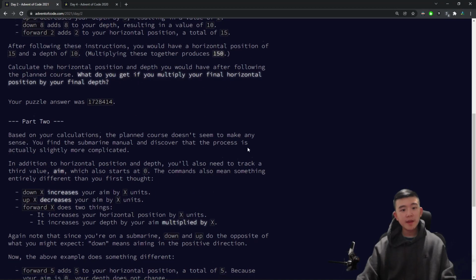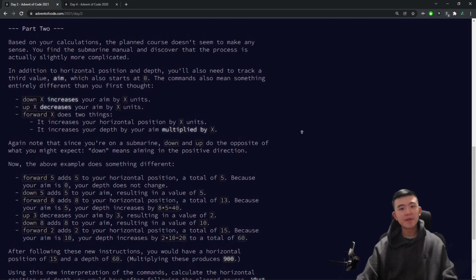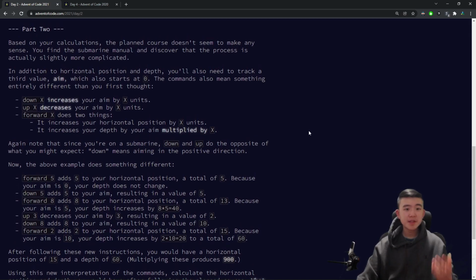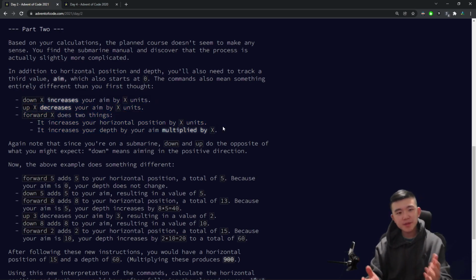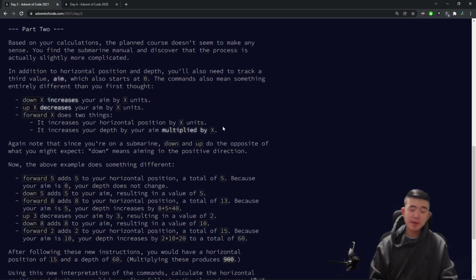So then for part two, you actually discover that this interpretation is incorrect. It gives you three new rules. They introduce a new value called aim, separate from position and depth. Down X increases your aim by X units, up X decreases your aim by X units, and forward X does two things. It increases your horizontal position by X units, and it increases your depth by your aim multiplied by X. Which is slightly convoluted.